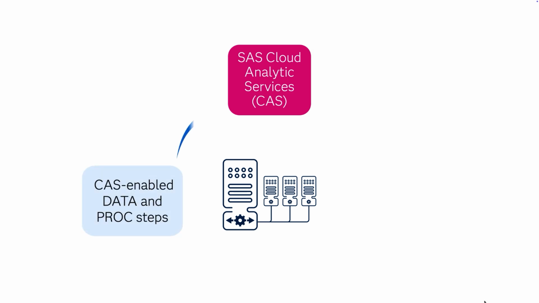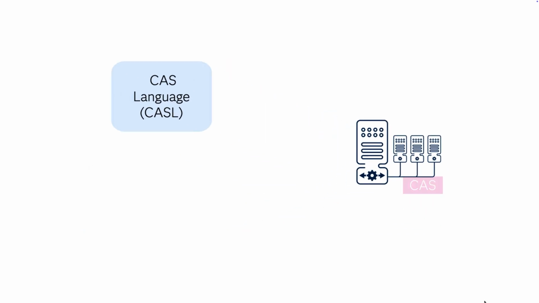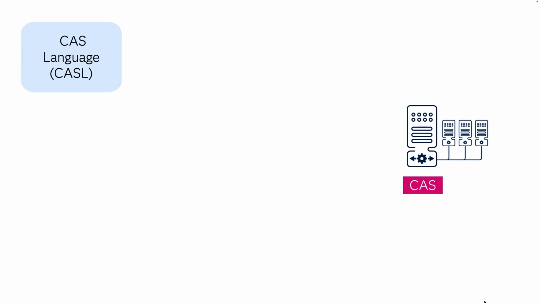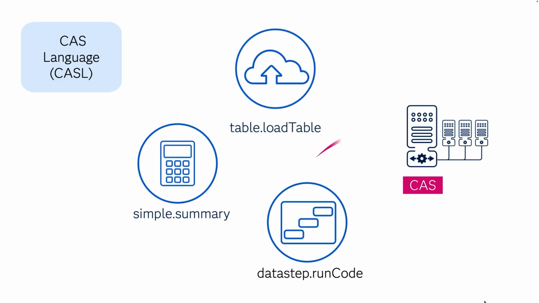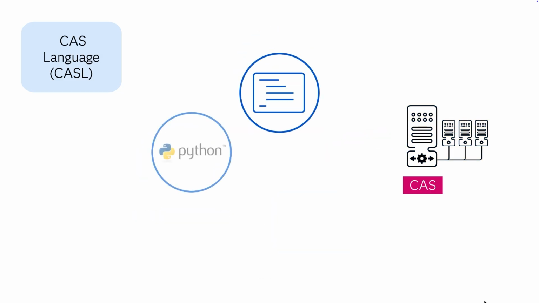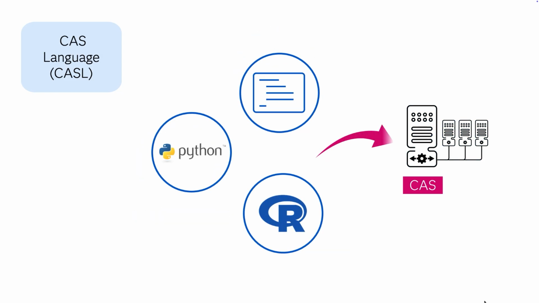You can use the familiar syntax of CAS-enabled data and proc steps, or you can learn the native CAS language, CASL. CASL is a scripting language that's used to call CAS actions. Each CAS action performs a single task and includes parameters to customize the action. CASL can be executed in SAS programs, as well as integrated with open-source languages, including Python and R.